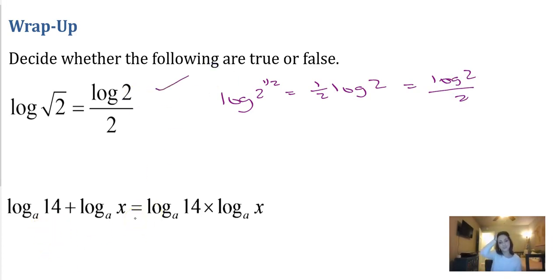Now, this one, would we get true or false? This one is false because the whole point of these logs is to go from 2 logs to 1 or vice versa, so we should just have log base a of 14 times x without the second log.